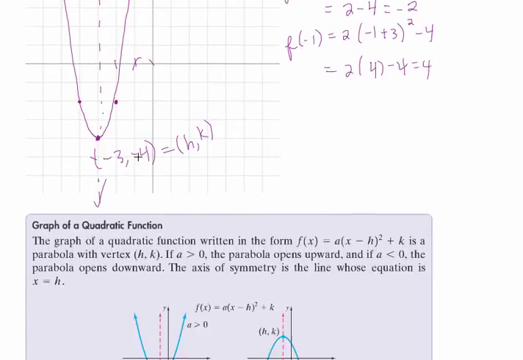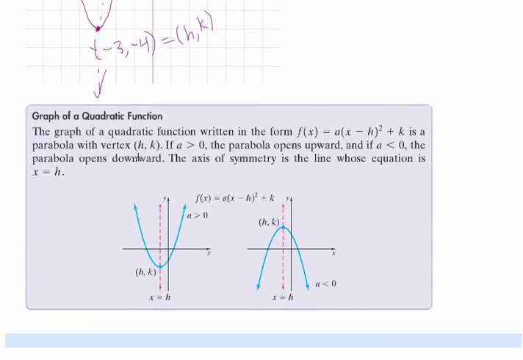Okay, so we can generalize the whole thing that we've done here. Graphs of quadratic functions, if they're written in this form, f of x equals a times (x minus h) all squared plus k, that's called vertex form of a parabola. Then it has vertex h, k. If a is positive, greater than 0, it opens upward. If a is negative, it opens downward. There's the two differences right there. And the axis of symmetry is the line whose equation is x equals h.